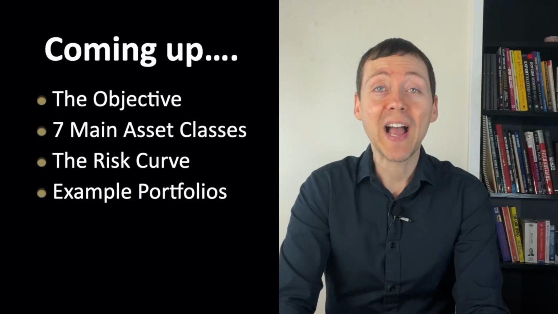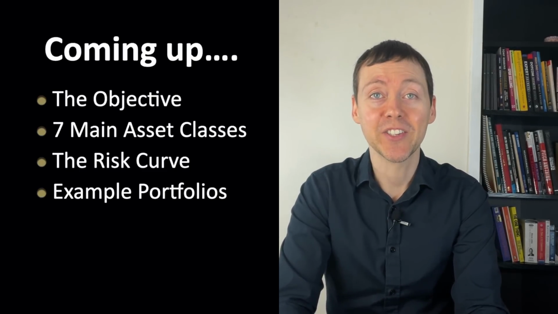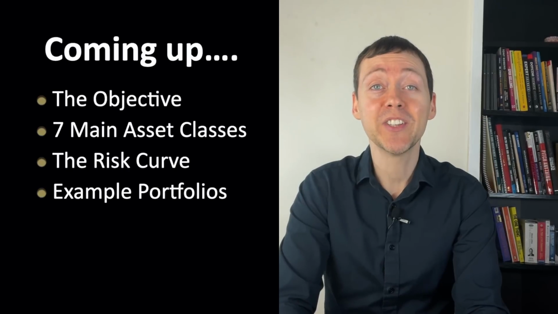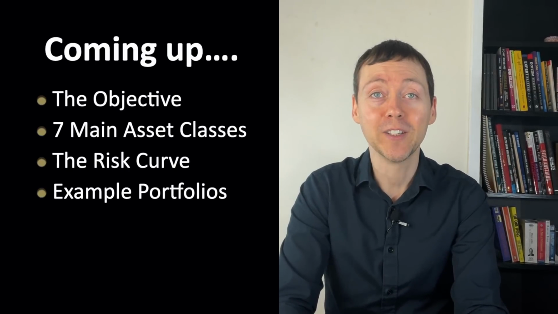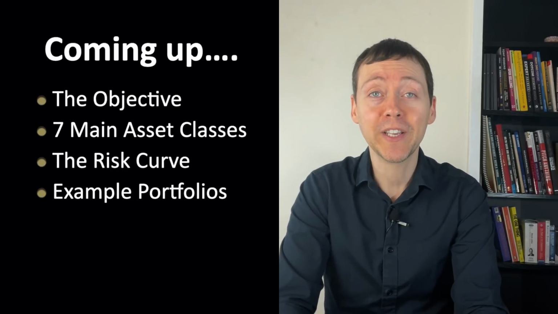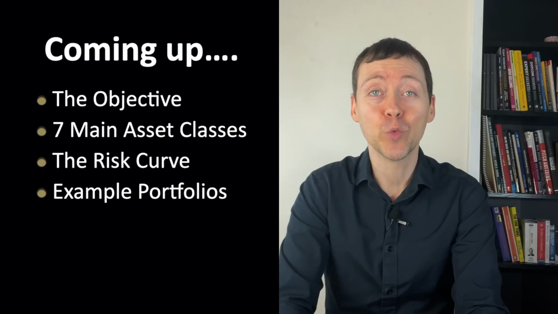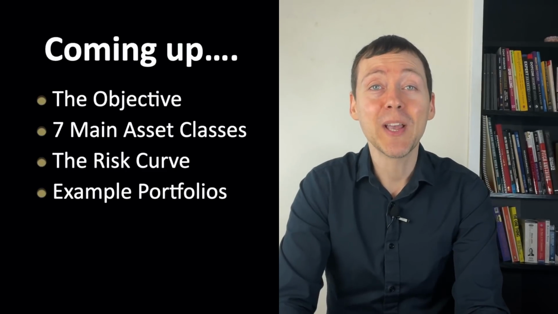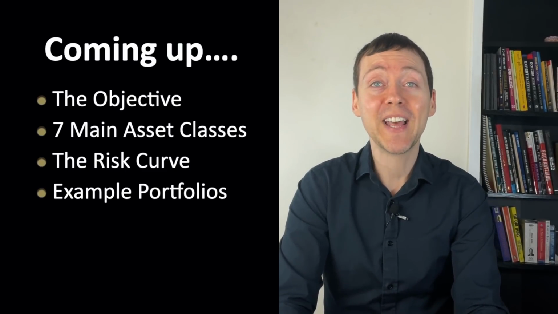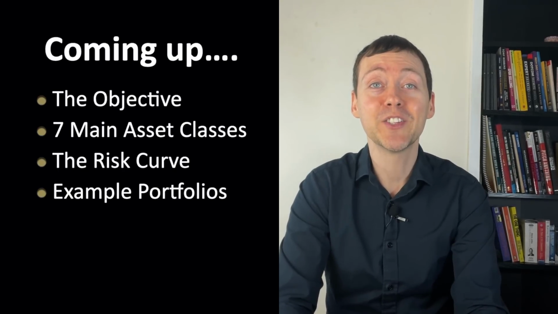What is it that we're actually trying to do? We'll look at the 7 main asset classes. These are all the different places that you could be putting your money. The risk curve. This is such a crucial piece, and you will need to decide where you sit on the risk curve. And then we'll finish with some example portfolios from some billionaire investors, and I'll also include my own. So this will all begin to make sense.